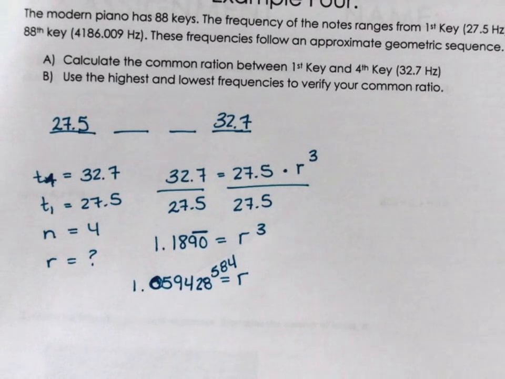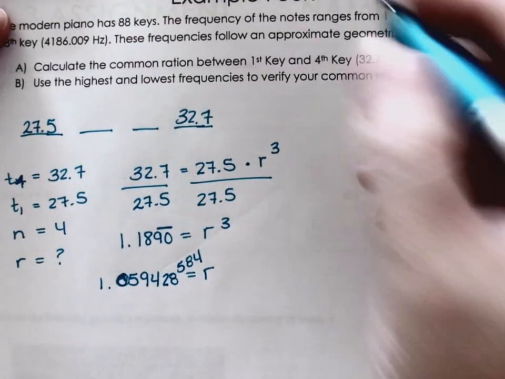Okay, so if you did the math, you got 1.0594. I'm using them all just for, we didn't talk about rounding, so easy peasy. Now what I want you to do is use the highest and lowest frequencies, so the first key and the 88th key, to verify our common ratio. The idea is that they should be exactly the same. The common ratio doesn't change based on what numbers you're looking at. It's going to be the same for both of them.